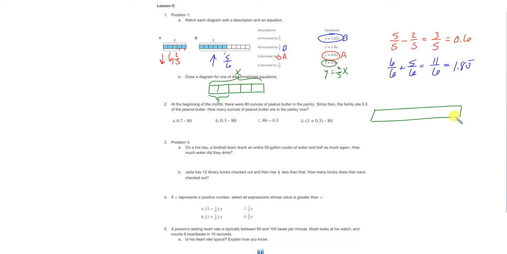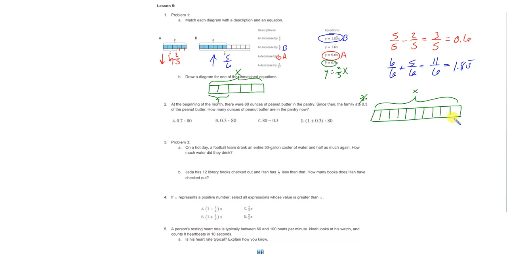So if we draw a tape diagram for this, let's say that this is the amount of peanut butter that we have. We'll call it X. We don't know. Well, we do know it's 80, but we'll just imagine that it's 80 here. If we split it up into tenths, because this is the same as having 3/10, so if we split this up into tenths, probably should have done a little bit different start there. So 1, 2, 3, 4, 5, and then 1, 2, 3, 4, 5.